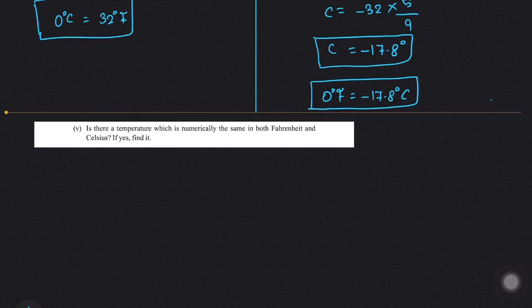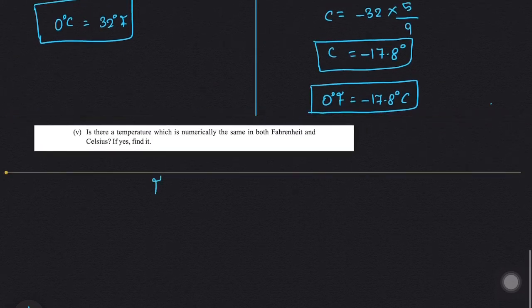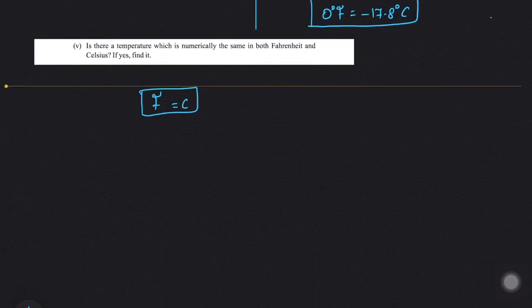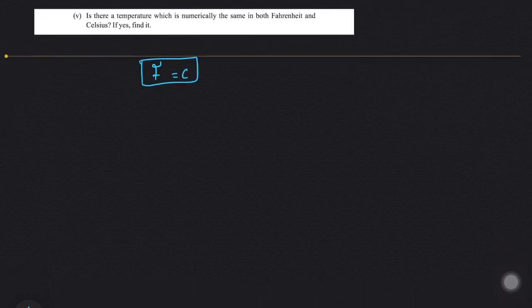Now the last case. Is there a temperature which is numerically the same for both Fahrenheit and Celsius? If yes, we need to find it. So it's very simple. The question condition is both Fahrenheit and Celsius are equal. So just replacing F is equal to C, or C is equal to F. Or we may choose a common term X, so it's convenient.